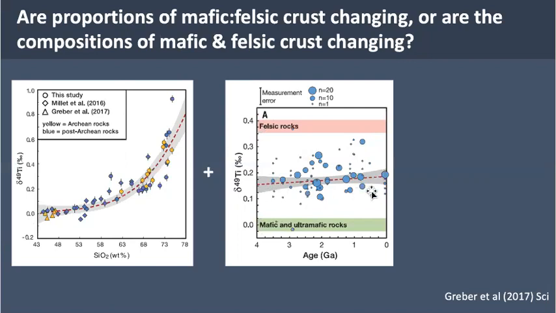what they saw. What they saw essentially was that there was no large change in the titanium isotope composition of these sediments through time, indicating that the relative proportions of felsic rocks and mafic rocks over time had not substantially changed. Their conclusion is that the proportions of mafic to felsic crust aren't changing, but really it's the mafic and felsic crust themselves that are changing.